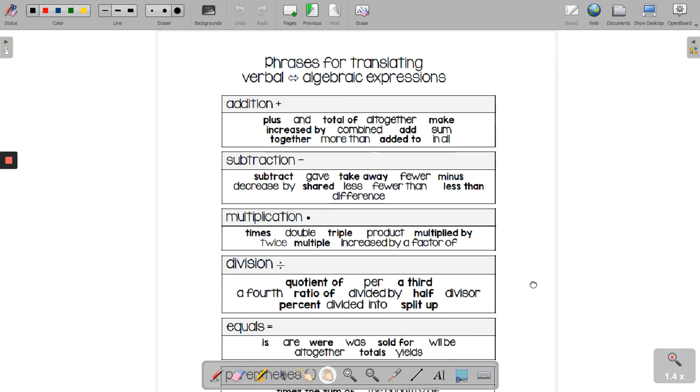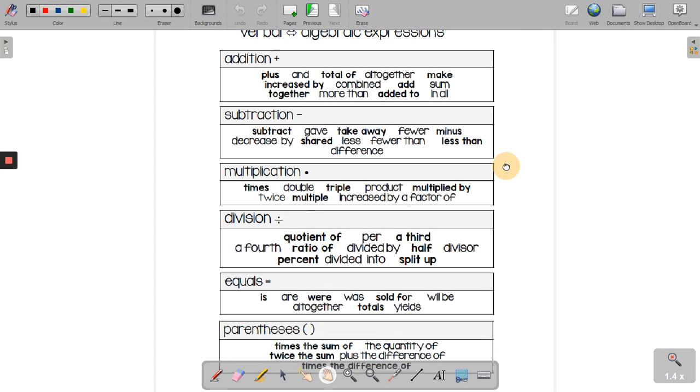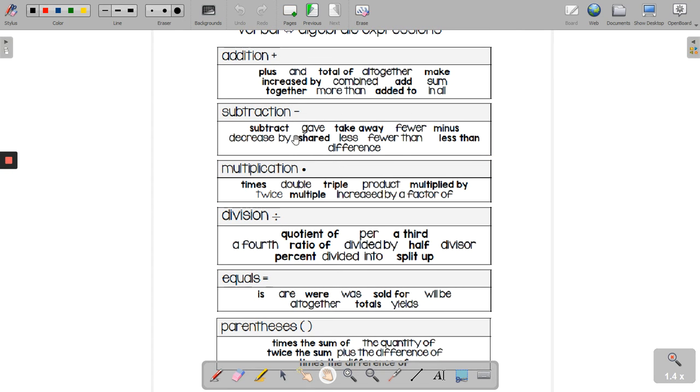equals, is, were, sold for, altogether, totals, yields, parentheses, the quantity of, twice the sum, times the difference of. So those are just some examples of the different words to mean the different operations.